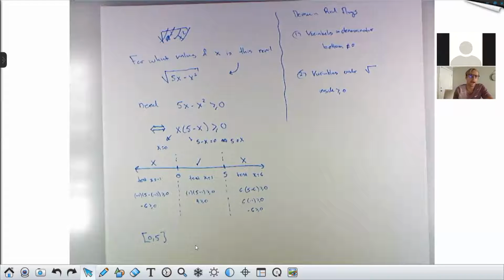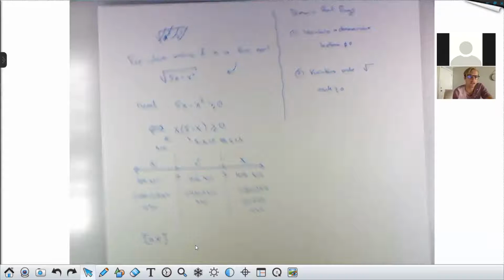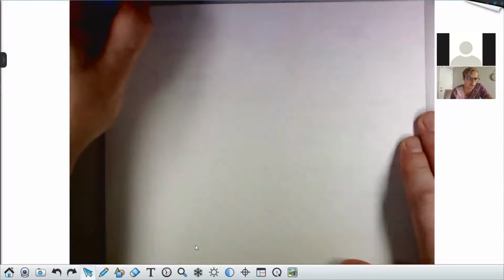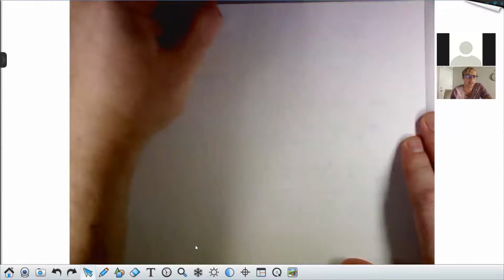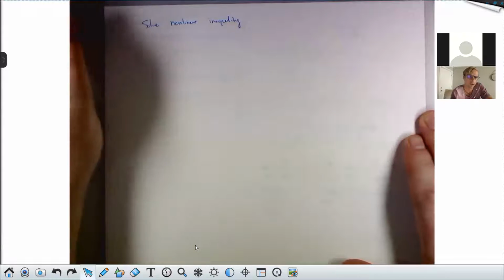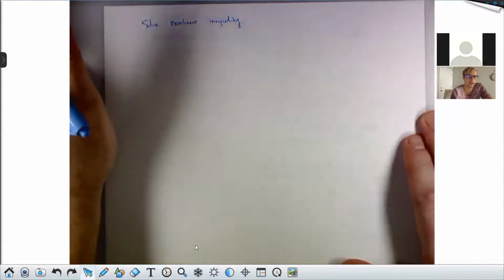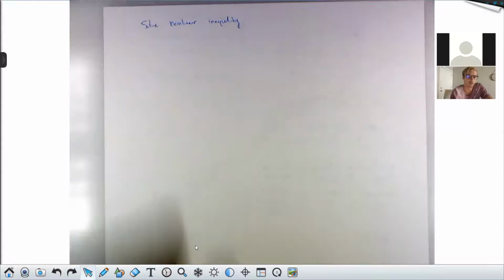For 4, I have to solve the nonlinear inequality and express the solution using interval notation, and then graph the solution set. The nonlinear inequality is (x minus 3) over (2x plus 1), and then it's smaller than 4.